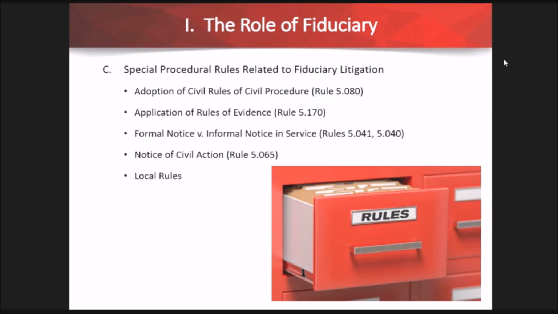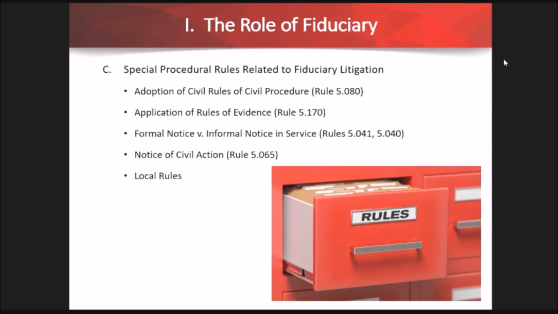First, be aware of Rule 5.080. That's the Florida probate rule. This rule essentially adopts the rules of civil procedure to be governing in all probate and guardianship related cases. And note that this doesn't necessarily have to be an adversarial proceeding, the rules of civil procedure can still apply. The only time they don't apply is if there's a specific probate or other rule that trumps them and is of the same subject matter. Rule 5.170, similarly, is the application of the rules of evidence in fiduciary litigations, as in the context of probate and guardianship.